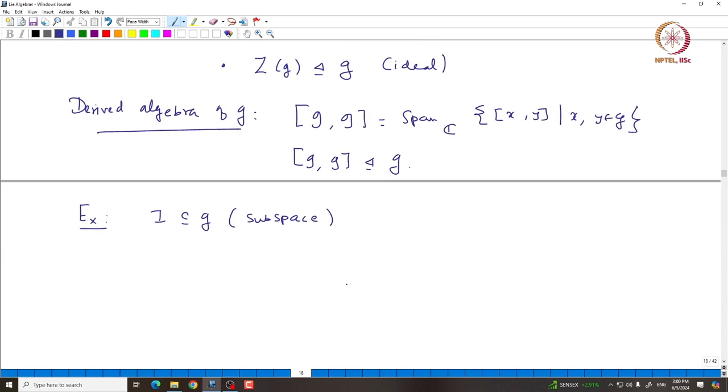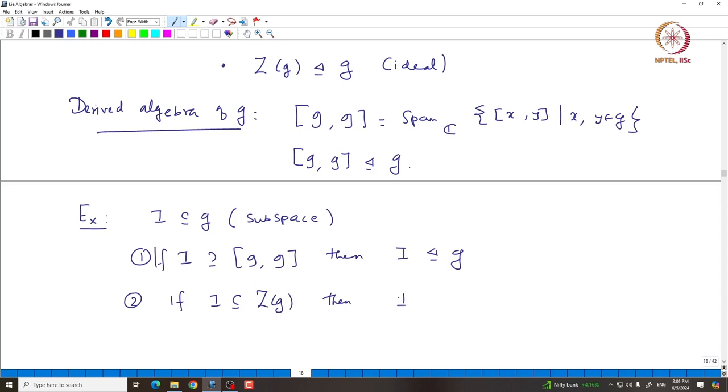Suppose I actually contains the derived algebra. Then I must be an ideal inside G. That is easy to see. Similarly, if I is contained in the center, then again I is an ideal in G. This is something very easy to verify, so I will leave it to you to check.